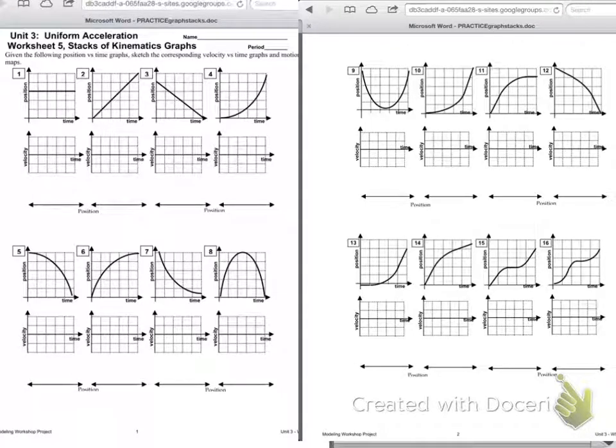Alright guys, welcome to that ginormous graph stacking assignment. So we'll go ahead and get started on that here. I'll try to make this a pretty quick run through.